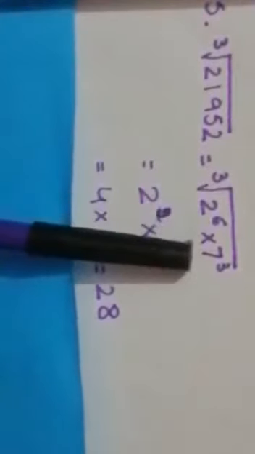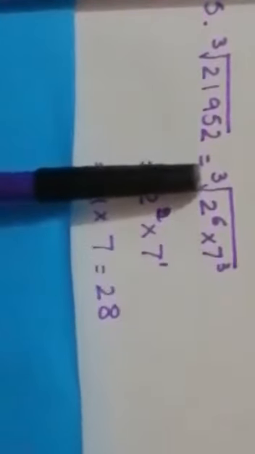Given that the prime factorization of 21,952 is 2 to the power of 6 and 7 to the power of 3, find the cube root without using a calculator. When we take the cube root, we write the prime factorization of this number, which is given: 2 to the power of 6 and 7 to the power of 3.